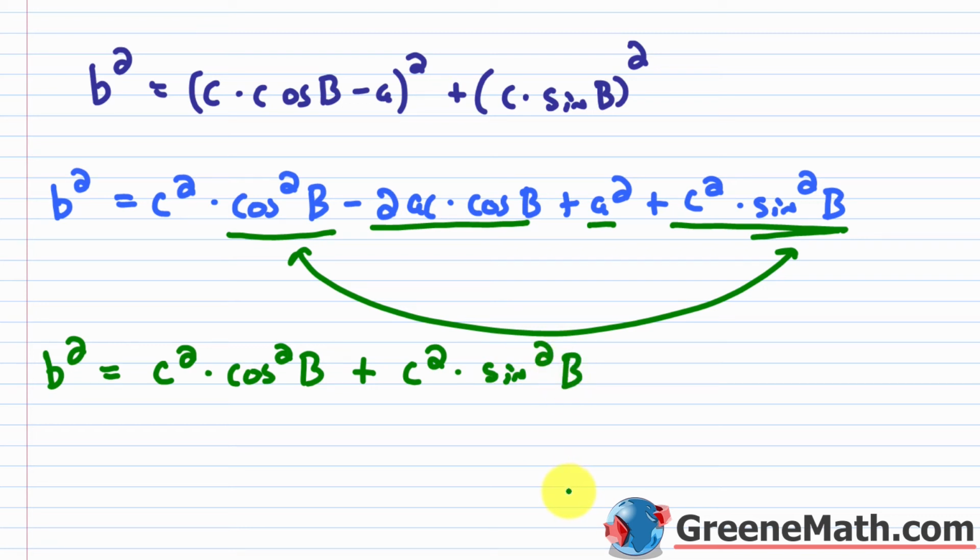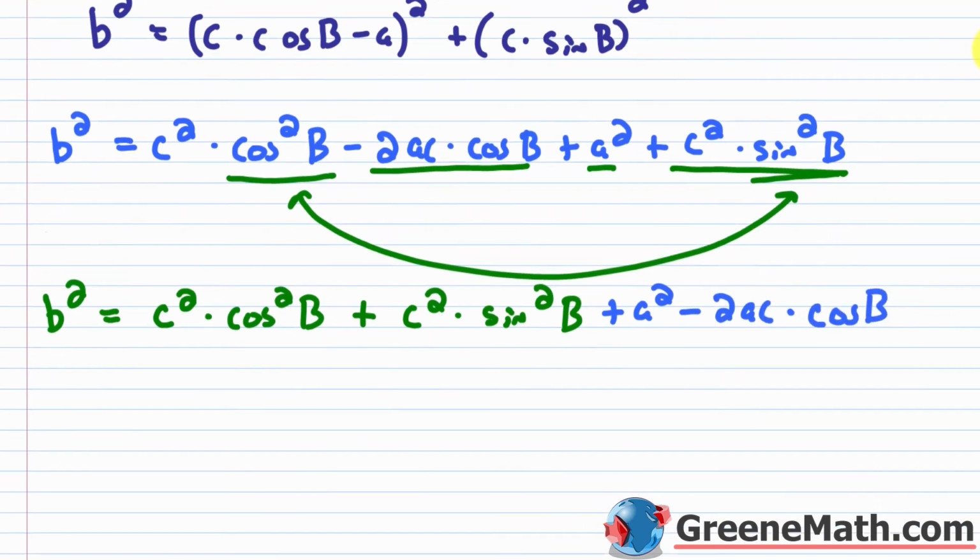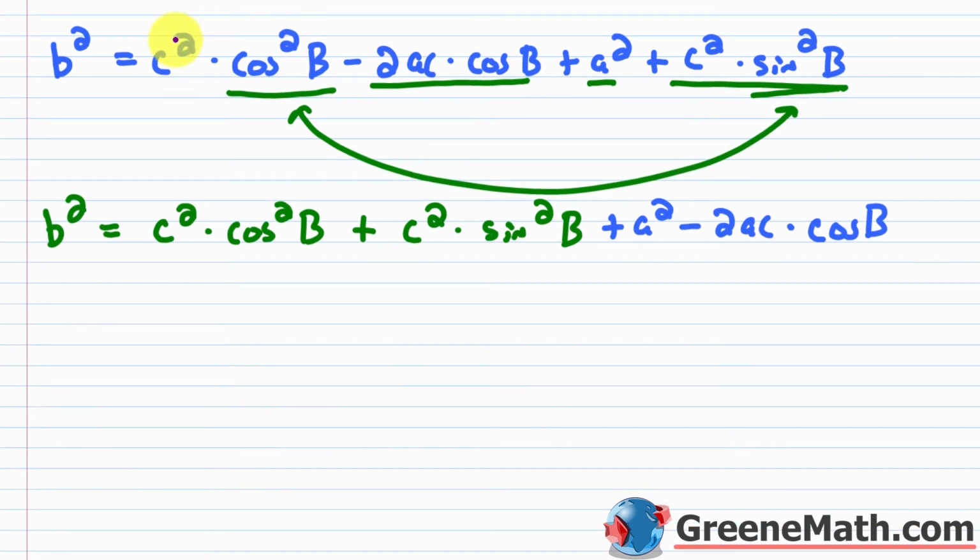And then what didn't I use? I didn't use this, and I didn't use this. So let me put those after. So let me go plus a squared, and then minus 2ac times the cosine of b, okay? So some of you will see where I'm going with this. Others will be lost, and that's fine. I'll show you right now.